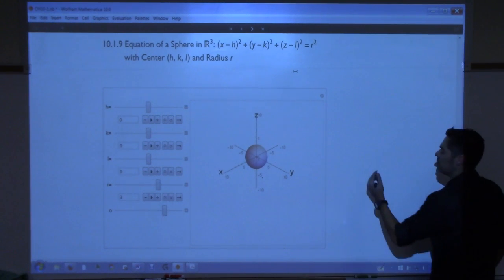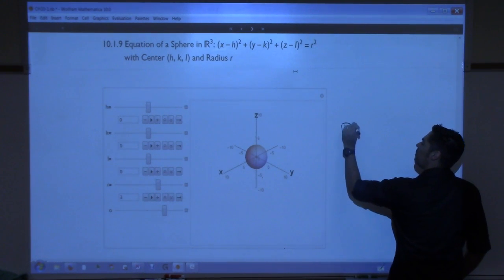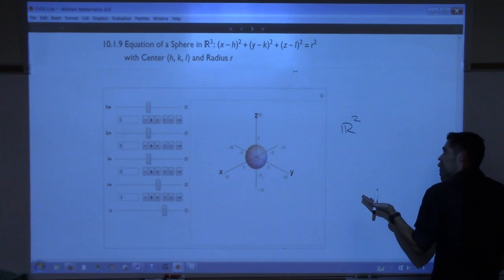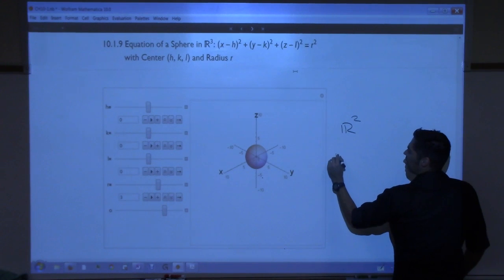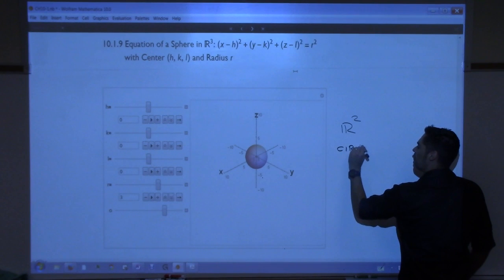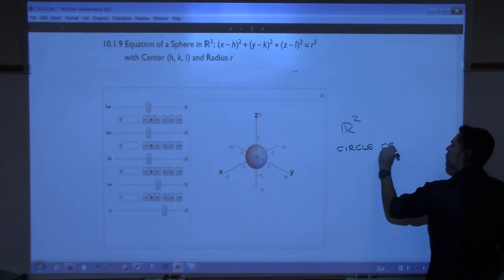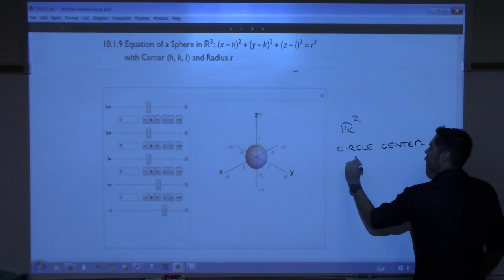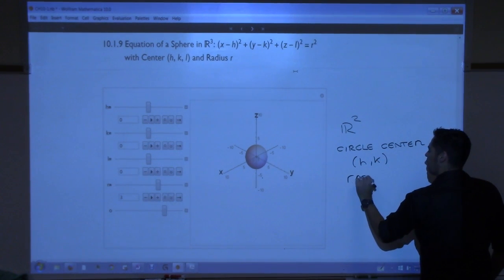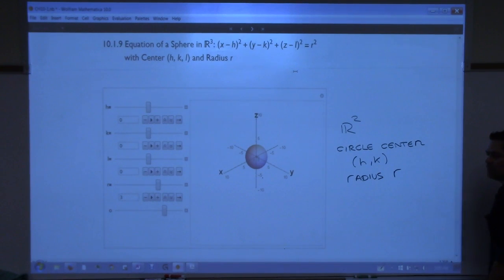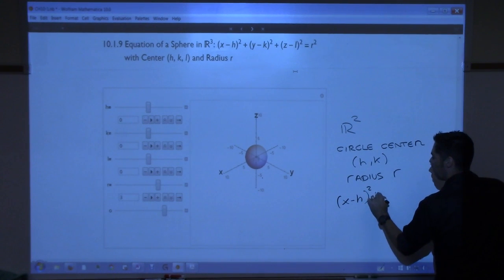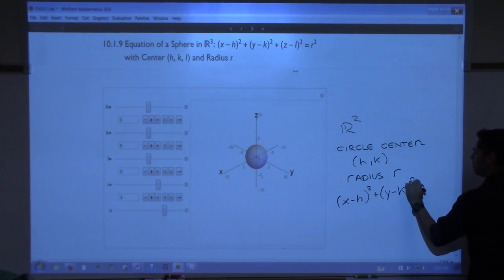There's the equation of a sphere. I'll ask you to recall from Cal, or not from Cal, where did you talk about circles? Pre-Cal? Somewhere in the past, college algebra even. You may recall that for a circle with center (h, k) and radius r, the formula in two-dimensional space was (x - h)² + (y - k)² = r².